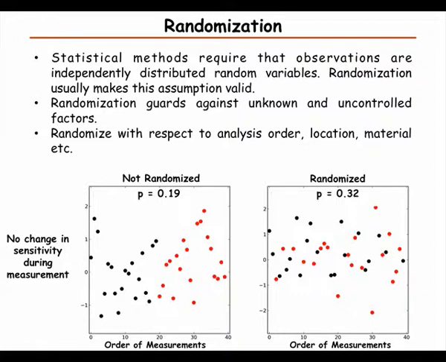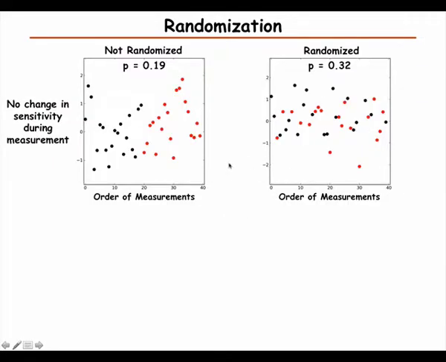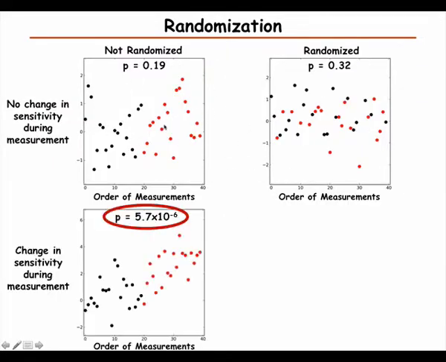And the reason why, if we're looking at one example, in this case we have the control samples in black and the experimental group in red. And the order: the first time we measure them in order, so we first measure all the control ones and then measure the experimental group. In this case, if there's no change of sensitivity of our measurement, then it doesn't matter. If we do the randomized or non-randomized, we'll get roughly the same result, that there is no difference. So this is the case when there's no change in sensitivity.